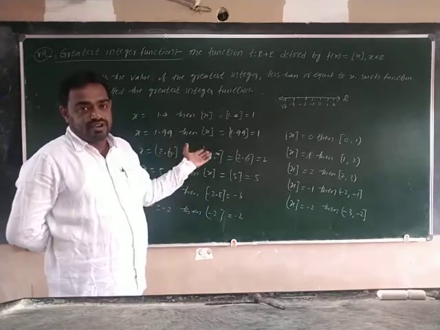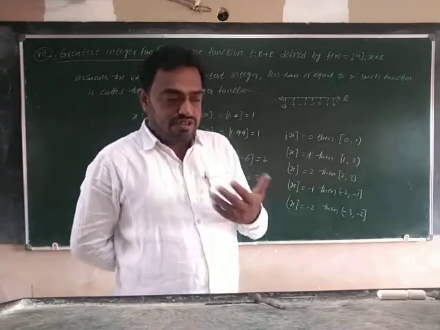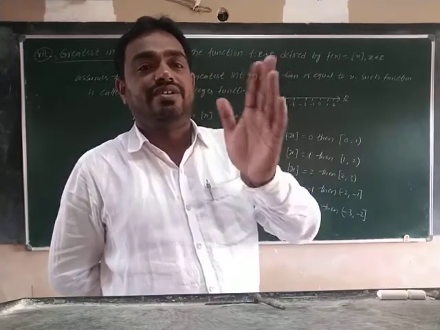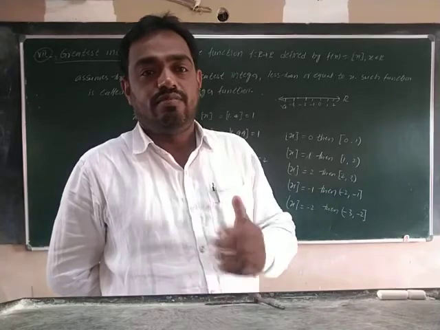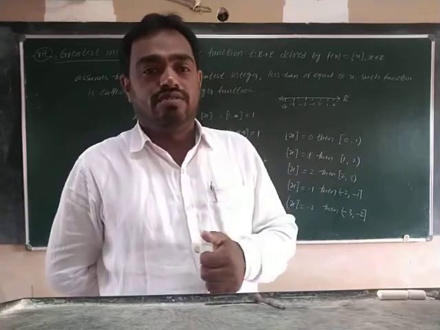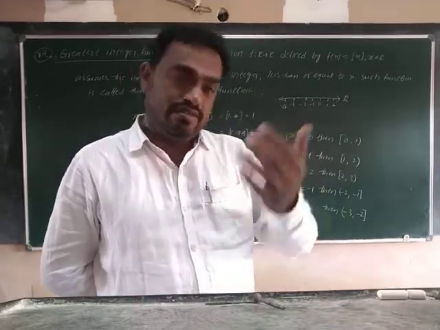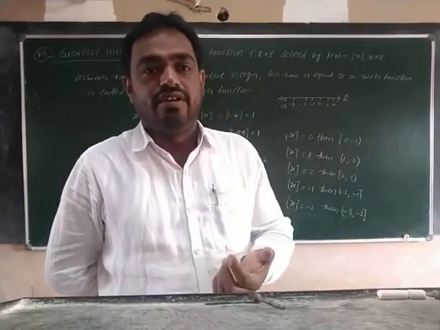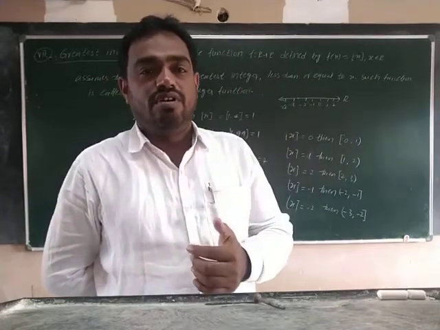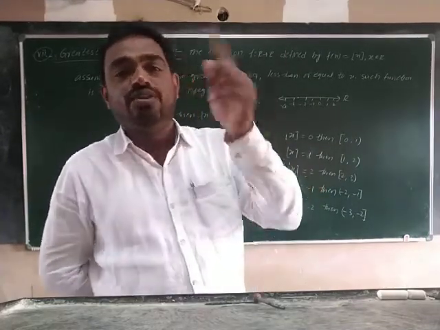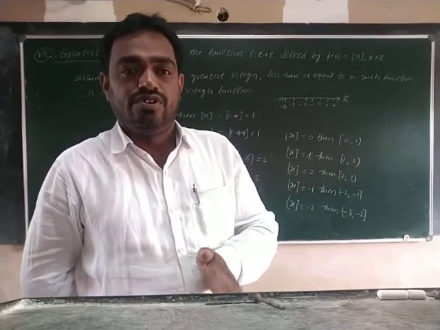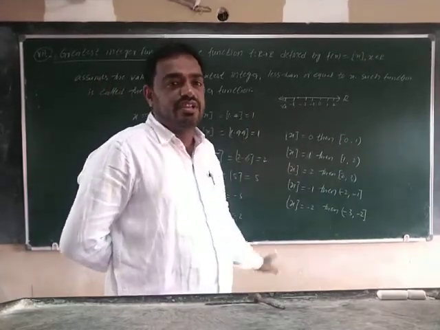Next, did you understand how we are taking the values? Just a question for you, give your answers. Greatest integer of minus 10.3. What is the answer? Minus 11. Greatest integer of minus 9.4. What is the answer? Minus 10. Next number: greatest integer of minus 20.4 equals minus 21. Understood? So this is the greatest integer function.